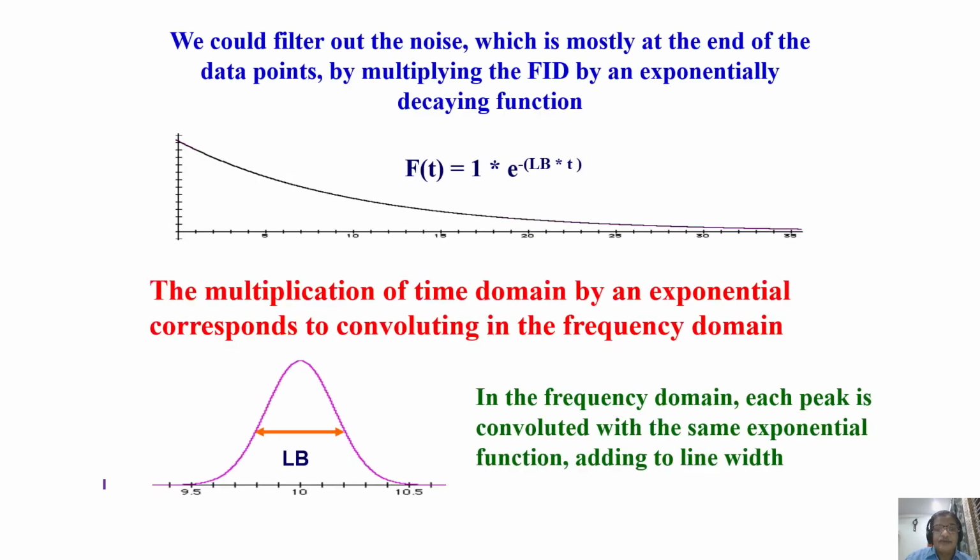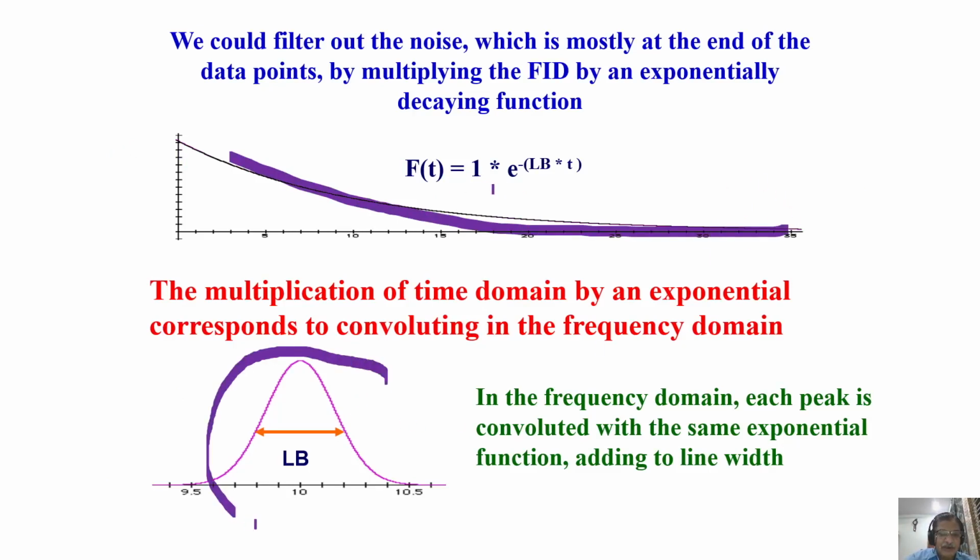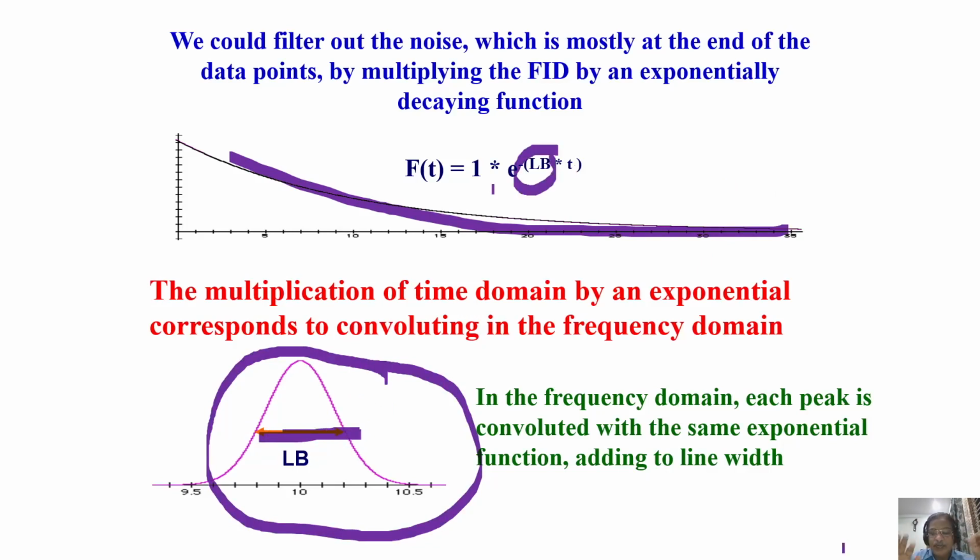We can apply certain types of window functions. What are these window functions? Why is it beneficial? Let us see that now. Let us say I have a time domain signal which is decaying exponentially like this, which you worked out. I do the Fourier transformation. I am going to get a Lorentzian like this with the line broadening, which is full width at half maximum, which is equal to the inverse of this. Why?